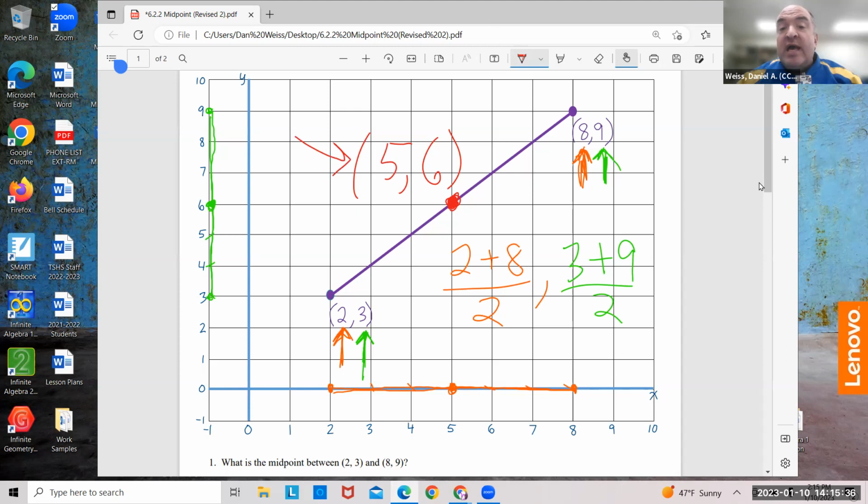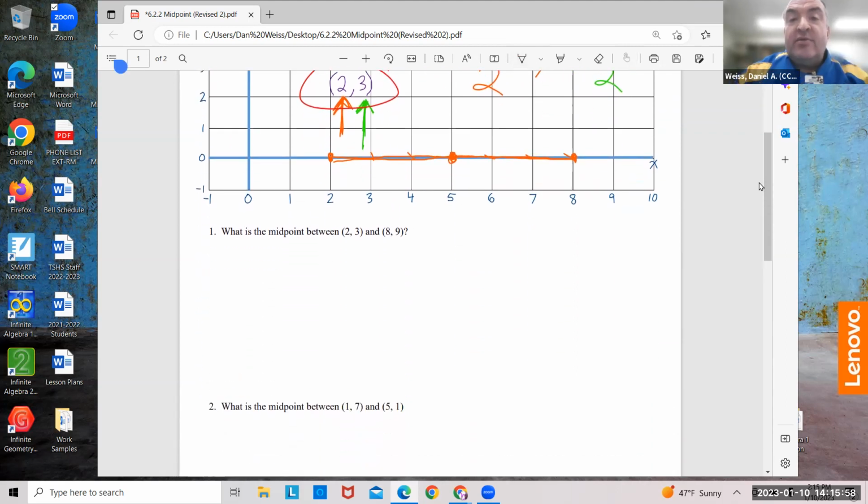That's all you have to do, is add the two numbers and divide by 2. Just make sure that you do not add 2 plus 3. No, you got to add the x's, divide by 2, then you add the y's and divide by 2, right? So the answer here is, of course, 5, 6.